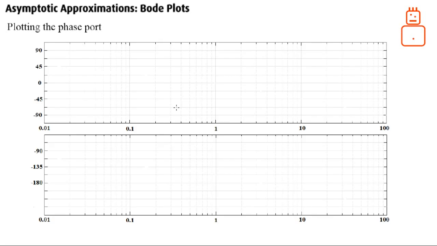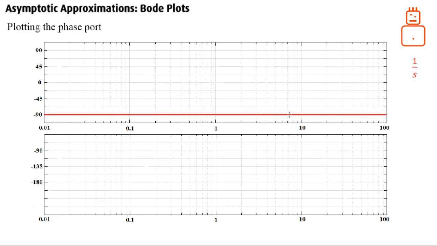Okay, let's draw the first part. Also, begin with the log paper. Start with the poles and zeros. The magnitudes don't have any contribution on the phase plot. 1 over s will contribute just minus 90 degrees at all frequencies.